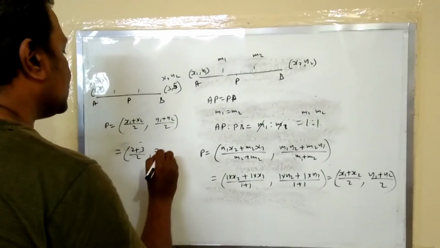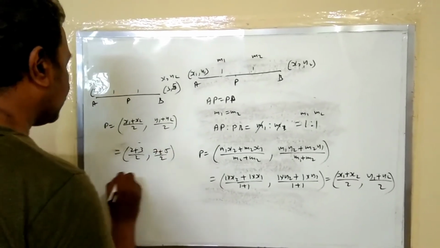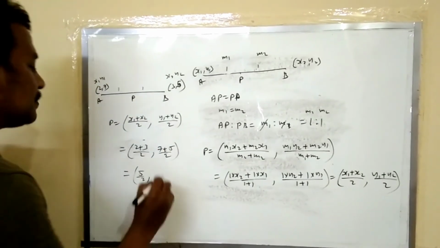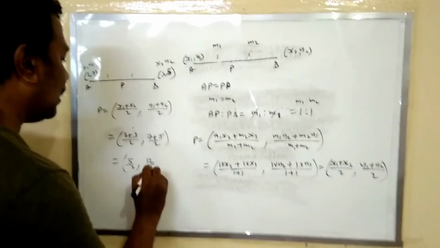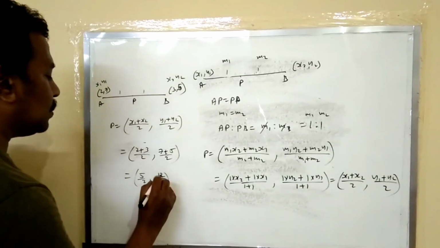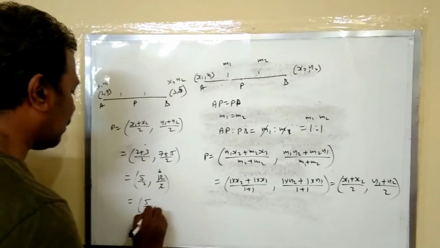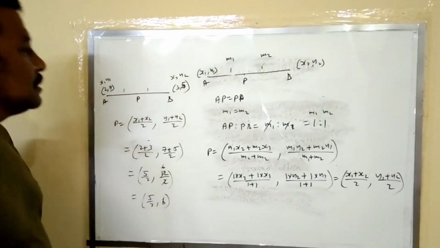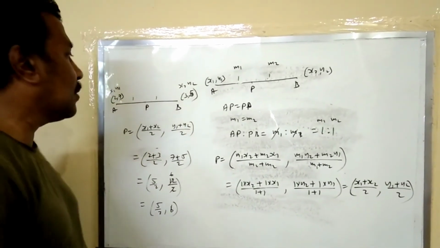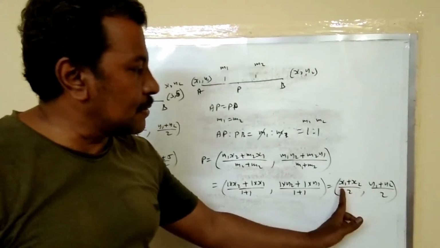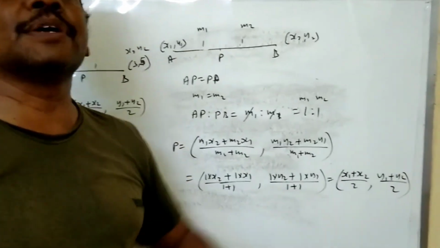And 7 plus 5 by 2. 2 plus 3 is 5, so 5 by 2, and 7 plus 5 is 12, 12 by 2, which is 6, since 2 sixes are 12. So finally, 5 by 2 comma 6. These are the coordinates of P. Like that you have to apply the midpoint formula: (x1 plus x2) by 2, (y1 plus y2) by 2.